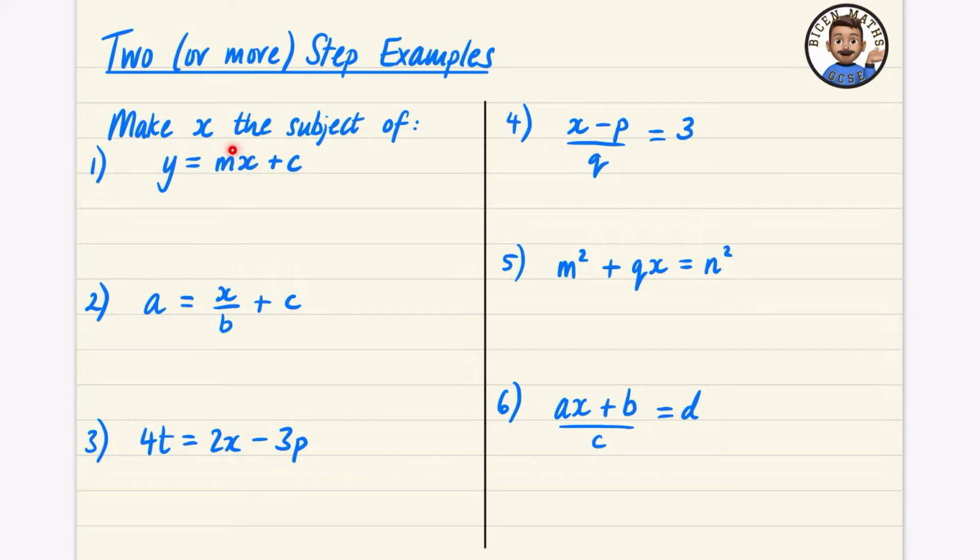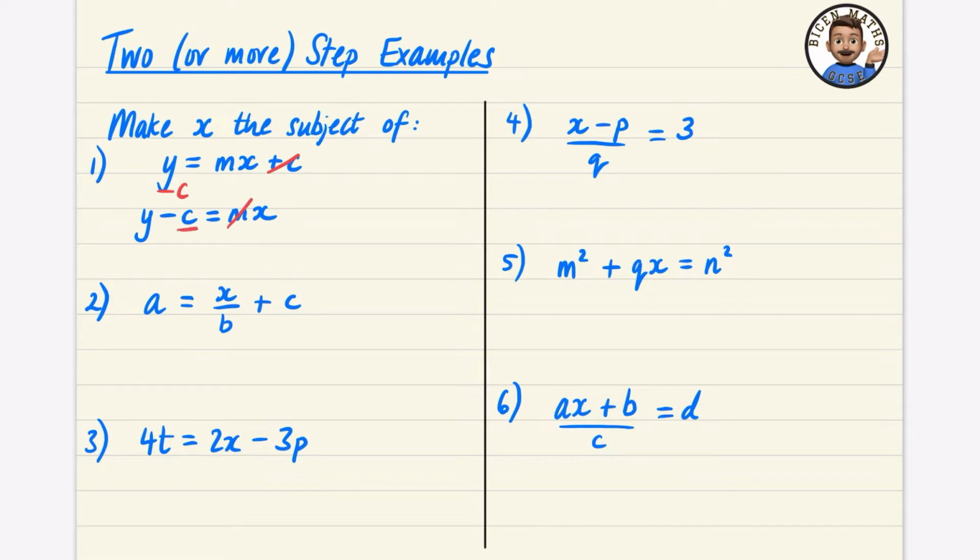Well, the first thing that's happening to x is it's multiplying by m, and then there's a plus c. So I'm going to get rid of that plus c by subtracting c. So we're going to get y subtract c. Now, you can't actually simplify that, so we'll just leave it as y subtract c equals mx, and then I'm going to divide by m on both sides.